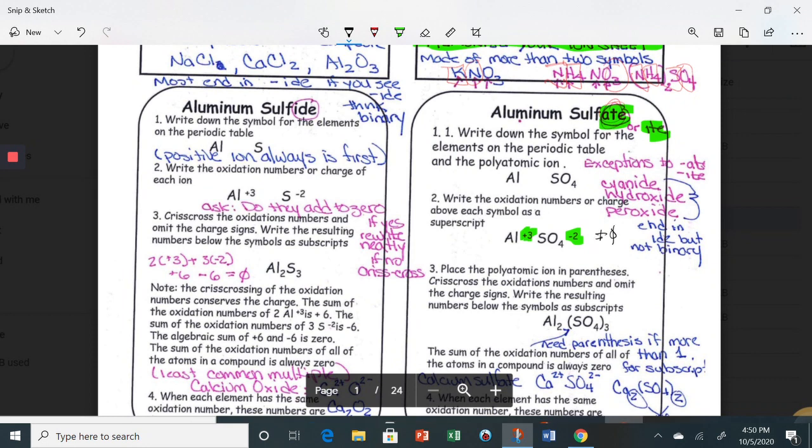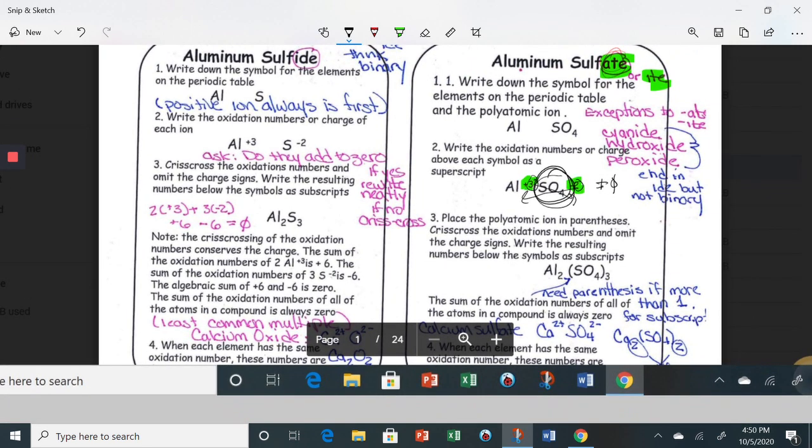So guess what? We have to crisscross. Again, absolute value, bring it down. Absolute value, bring it over. But here's the thing. This baby right here is an entity. It is a total thing. You need the S and the 4 O's to make the ion. It only exists as SO4. It doesn't exist as S alone or O alone. So we use parentheses to say, ooh, this stays together.